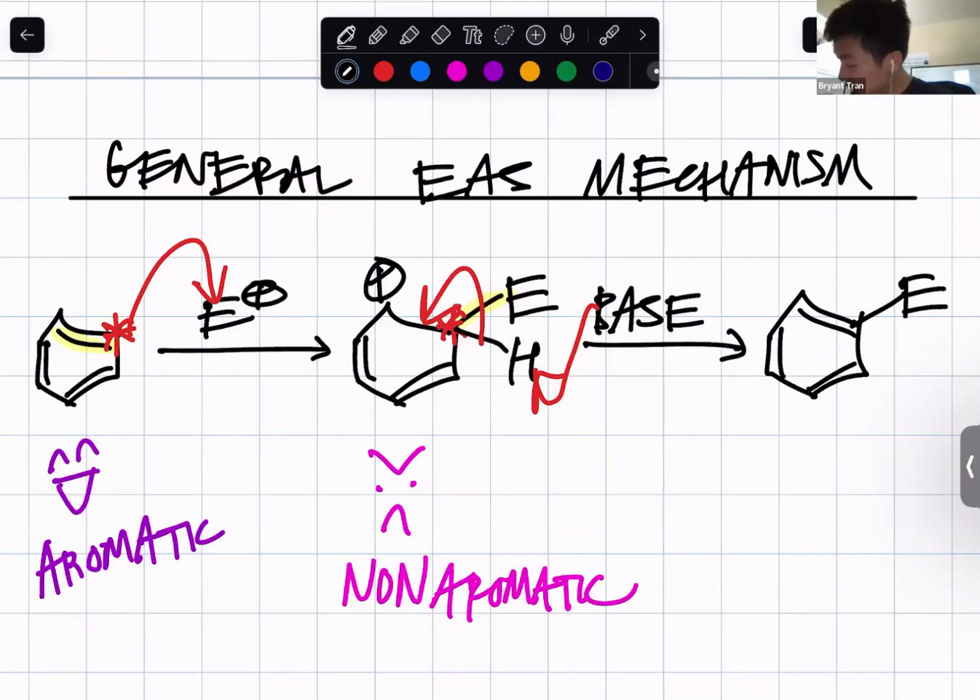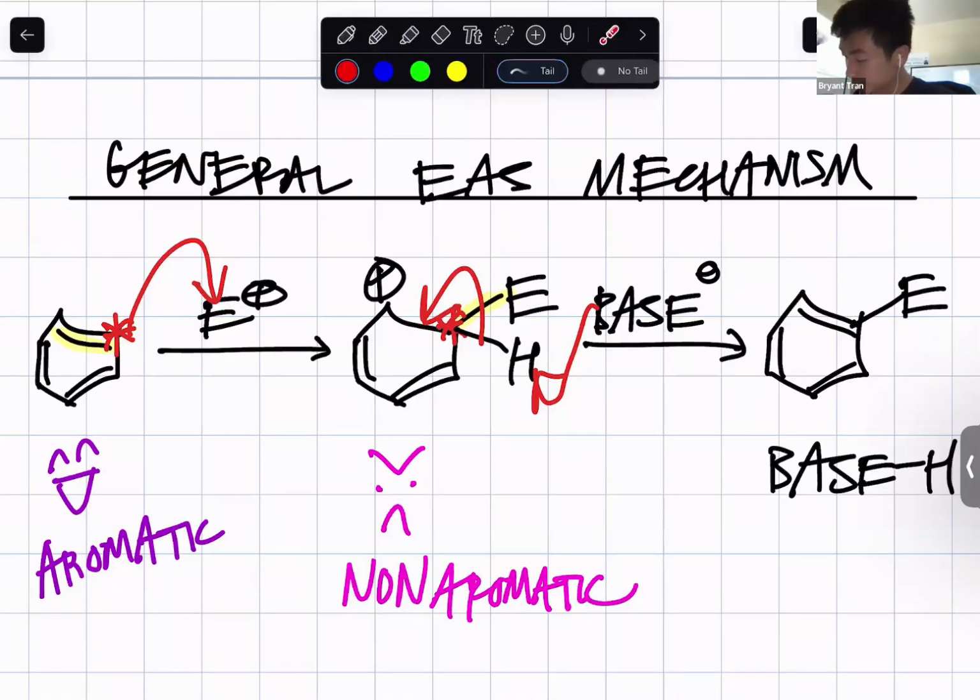Now that would have your base have a proton, and if your base was negatively charged, right, then now it would be neutral. If your base was neutral, then it would be positively charged, right, because it gained a bond right there. Okay. Any questions on this general mechanism before we move on to the very specific reaction, aromatic halogenation?